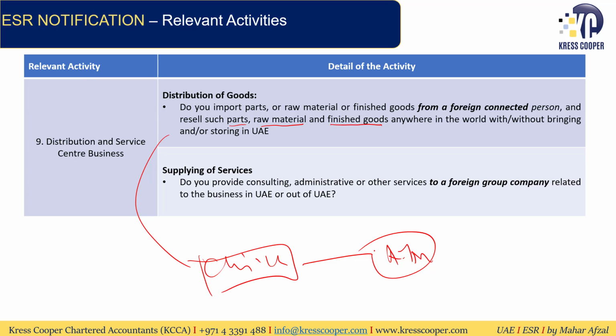There is also a possibility that the licensee is providing services to a foreign group company. If so, then it will be considered that the licensee is in the service center business. It doesn't matter whether these services pertain to businesses in UAE or out of UAE. We need to look into whether the licensee is providing any type of services to a foreign group company. If yes, then it will be considered that the licensee is in the service sector business.